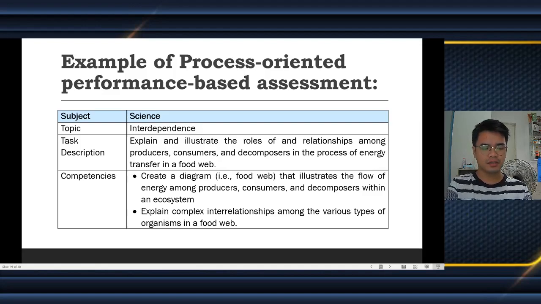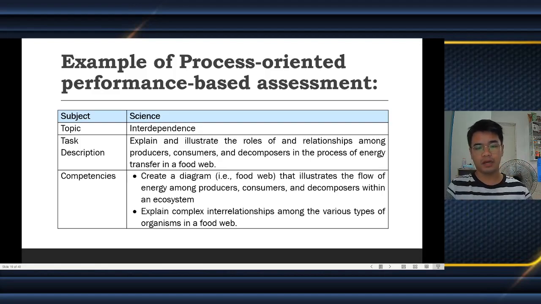So the task description: explain and illustrate the roles of and relationship among producers, consumers, and decomposers in the process of energy transfer in the food web. I should explain to you guys that the task description is general. Okay, it is general, and then the competencies are more specific. What do you expect them to undergo along the way? Okay, what do you expect them to do along the way?